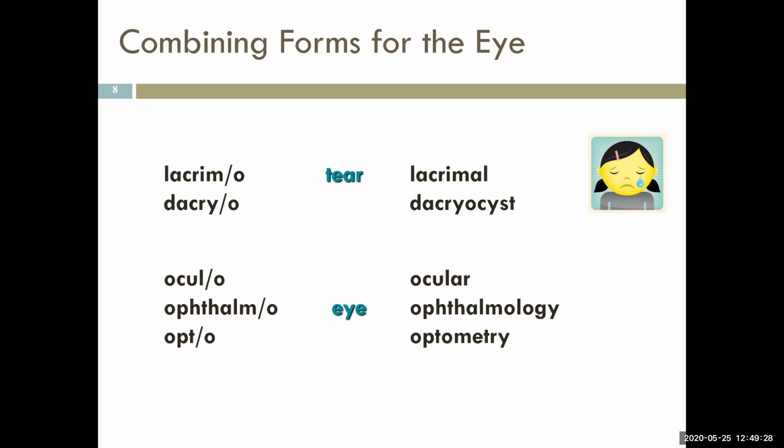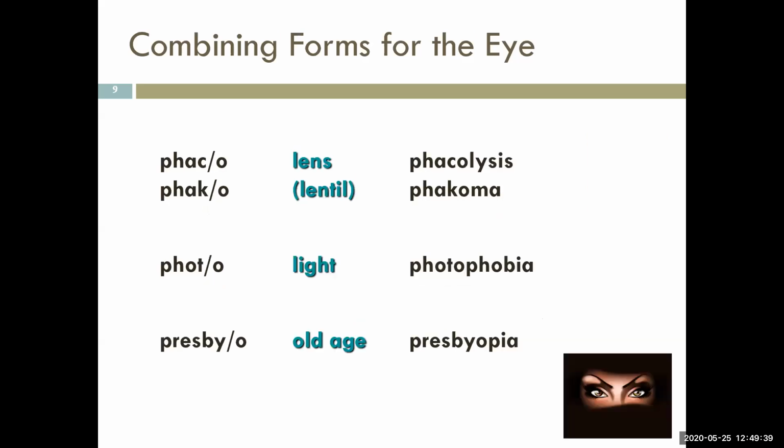So when you usually have an eye disease or problem, you go to an ophthalmologist, the person that studies the eye. When you go to an optometrist, you go to a person that studies the vision of the eye, where you would get your eyeglasses.